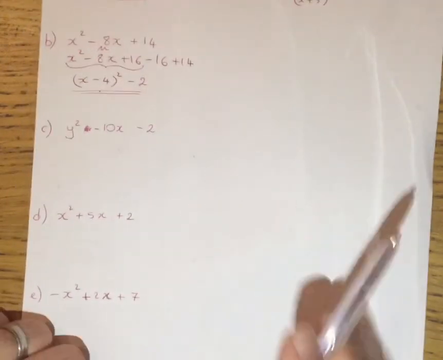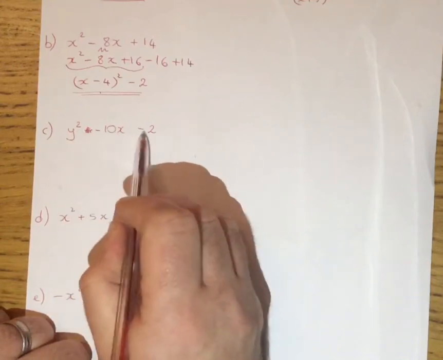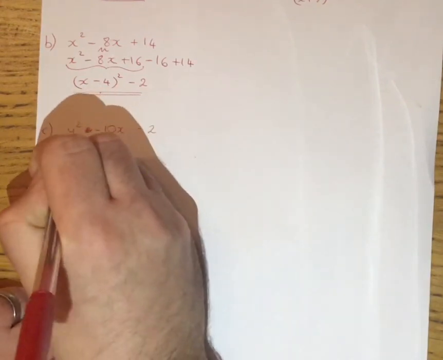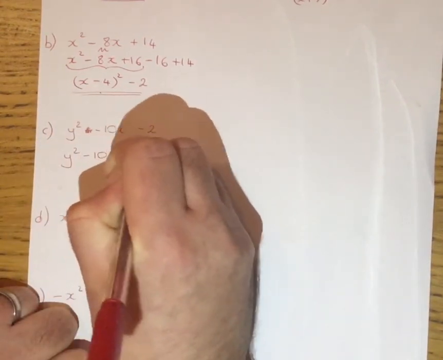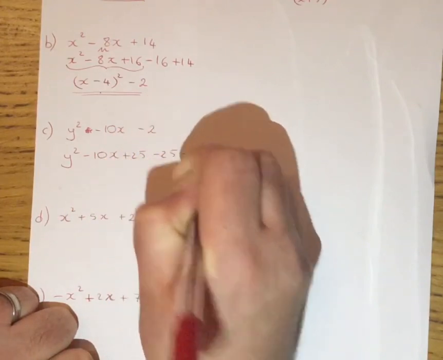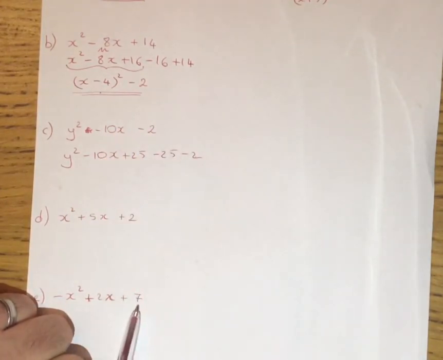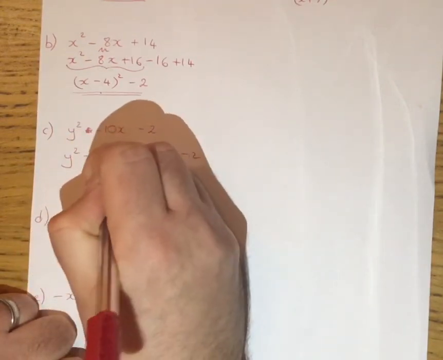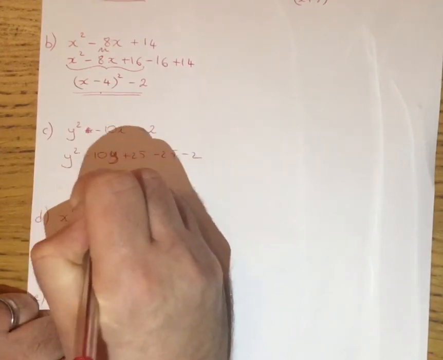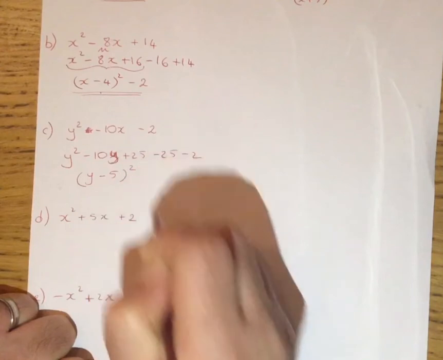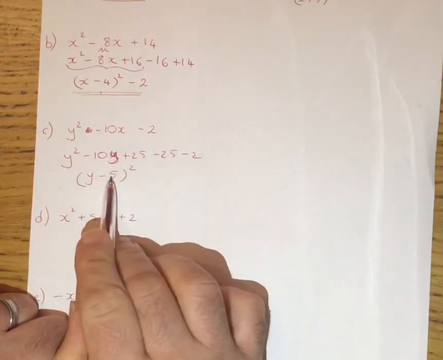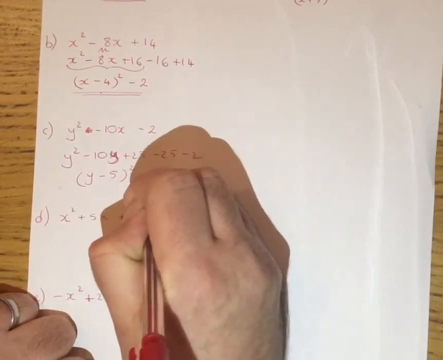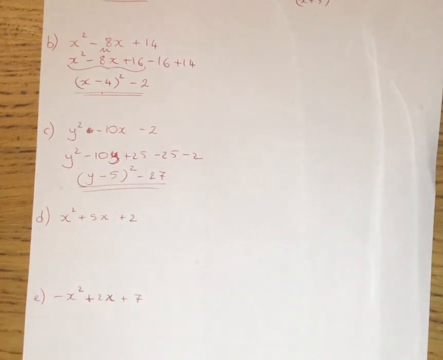Okay, let's keep going. y squared minus 10y minus 2. Minus 10, half, minus 5, squared, 25. I'm going to add the 25 and take away 25, and then I'm going to rewrite my minus 2. Perfect square. Half of that is minus 5, so we are, oh sorry, that's a y. So that would be (y minus 5) squared, which is minus 5 times minus 5 is 25, minus 5 plus minus 5 is minus 10, and minus 25 and minus 2 together make minus 27. Be careful on signs. Okay.